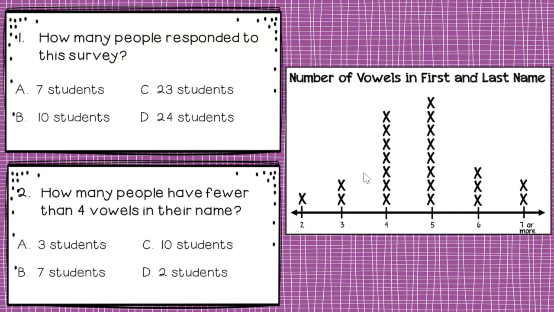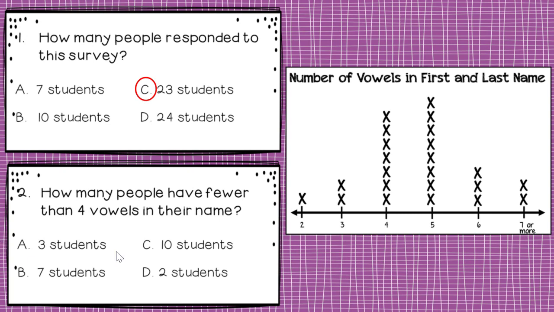Using that same data, how many people responded to the survey? Well, that's easy. All I have to do is count the number of X's. So I've got 1, 2, 3, 4, 5, 6, 7, 8, 9, 10, 11, 12, 13, 14, 15, 16, 17, 18, 19, 20, 21, 22, 23. And if I look, letter C is 23 students.